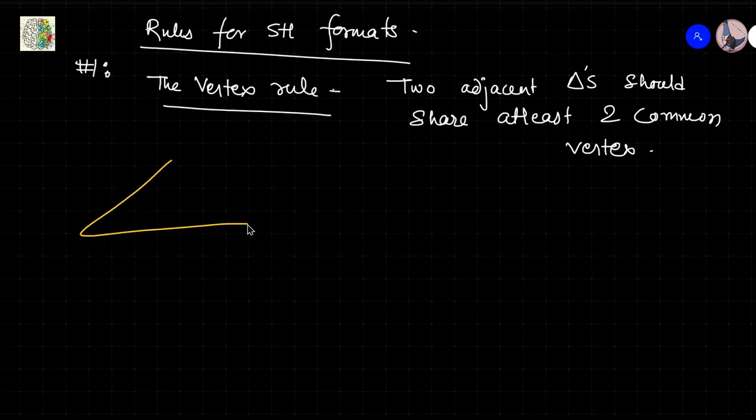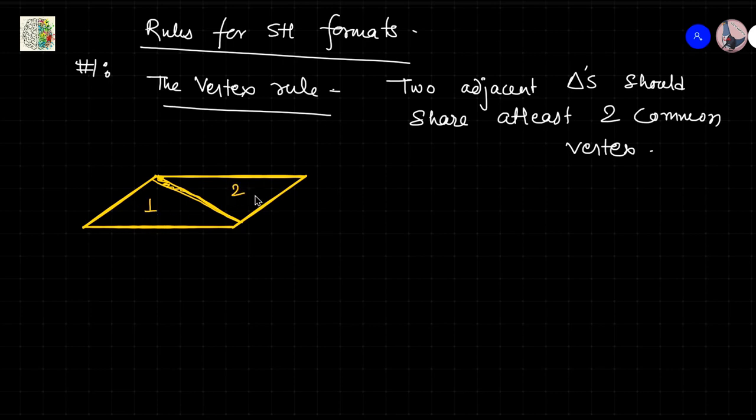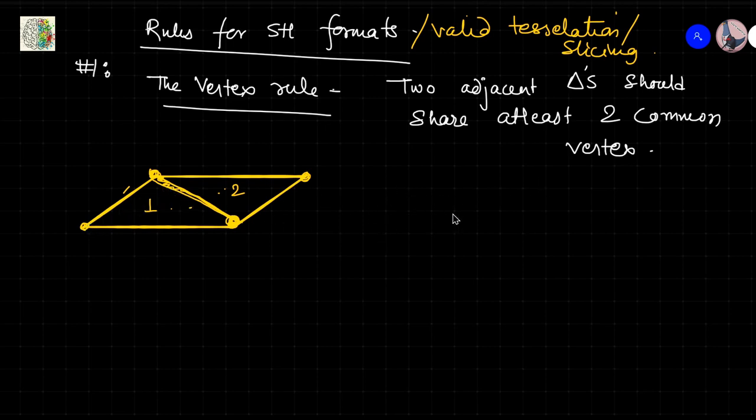It means that suppose I have this sort of outer surface which has been broken down into two pieces. This is triangle number one, this is triangle number two. There are three corners for triangle one, and then these are the corners for triangle number two. So this is a valid STL format or valid tessellation or slicing. These are two adjacent triangles and they have at least two vertices in common, so it is a good tessellation. But someone comes and breaks it again further like this. I will draw it separately.